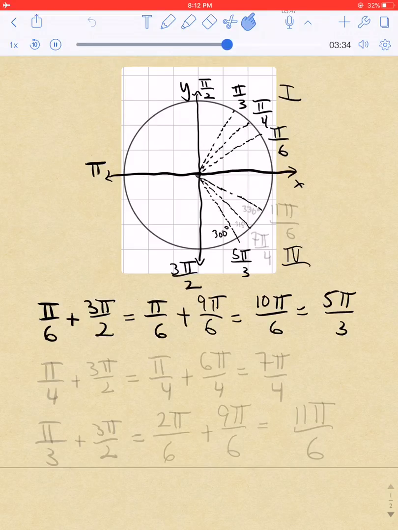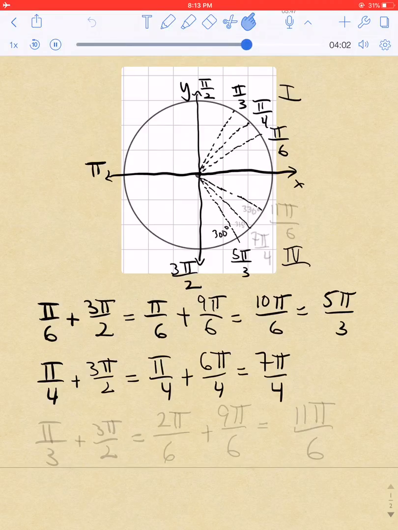If instead we started with pi over 4 and we added 3 pi over 2 to that, we still would have to convert into fourths. So we start with pi over 4 and we add 6 pi over 4, multiplying numerator and denominator by 2, and then we have 7 pi over 4. So the second angle here is 7 pi over 4, and that is equivalent to 315 degrees.